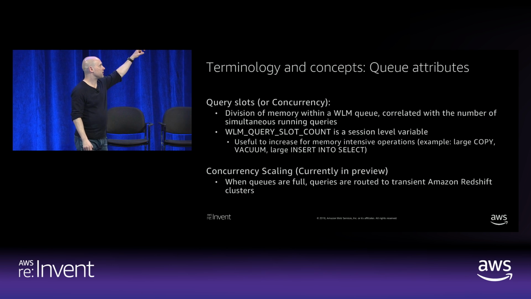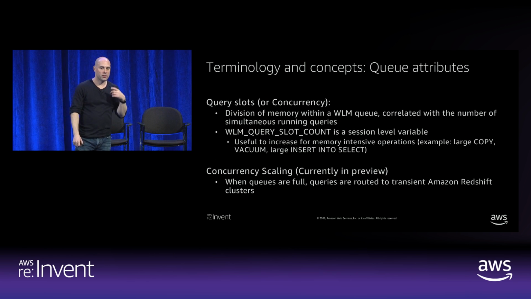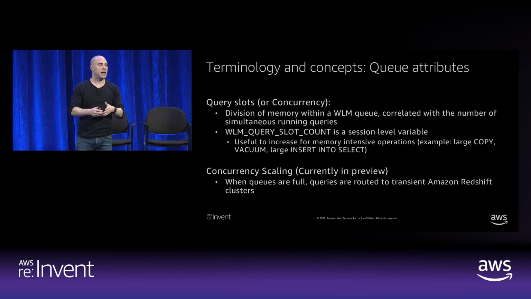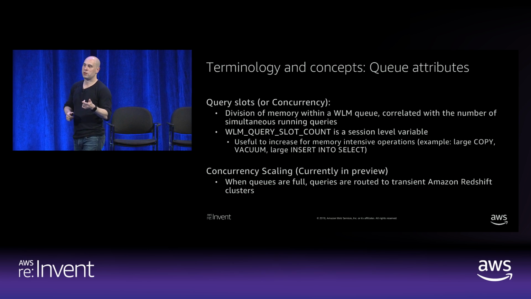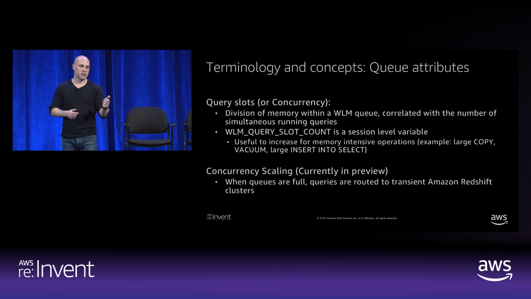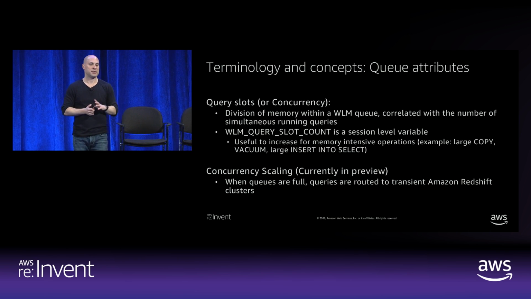The next concept that we have is query slots. The query slots are how we divide up each one of the queues. So we have a queue, and it's divided into slots. In the console, it's called concurrency. In Redshift, it's called slots. A little bit of confusion there sometimes, but they really mean the exact same thing.